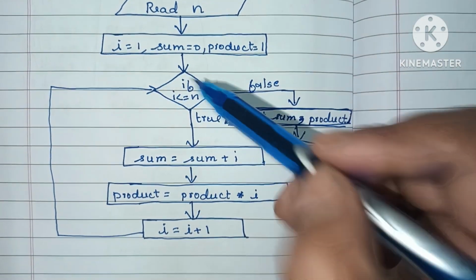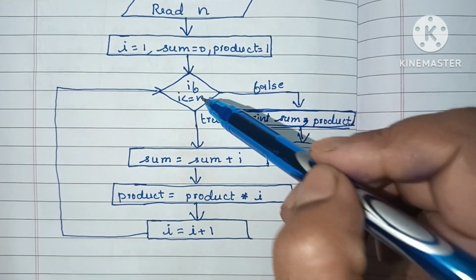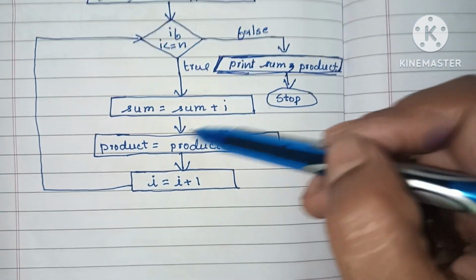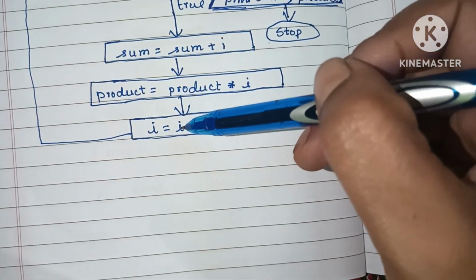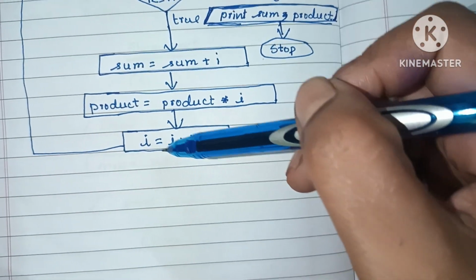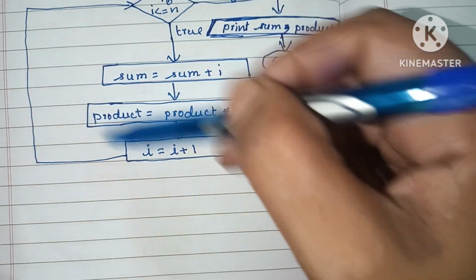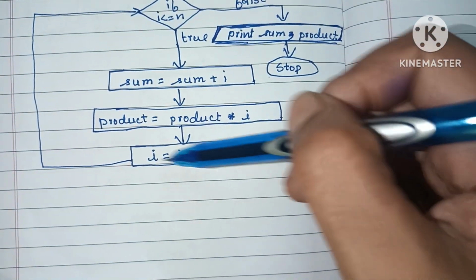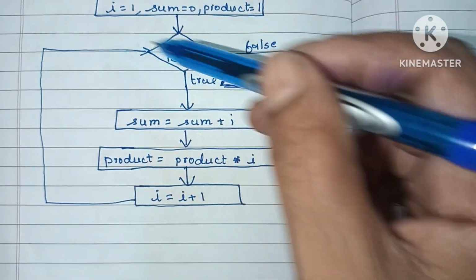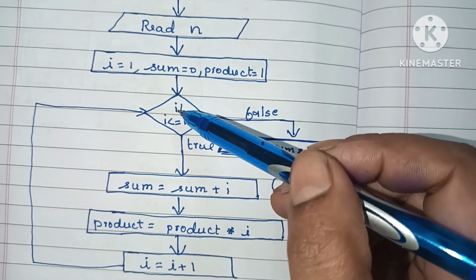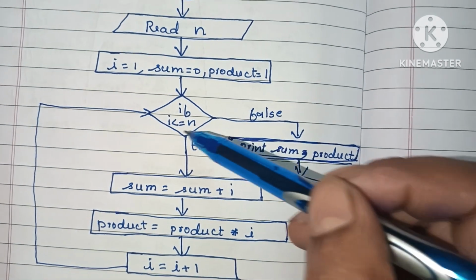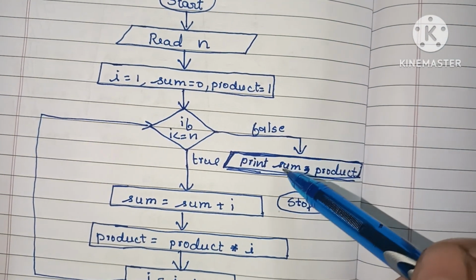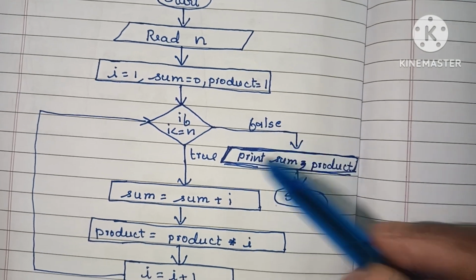Next we have to check if i value is less than or equal to n. If this condition is true, it will execute sum is equal to sum plus i, product is equal to product into i, and increase the i value by 1, that is i is equal to i plus 1. These calculations are written within a rectangular shape. After i is equal to i plus 1, we have to repeat this step again. Again it will check if i is less than or equal to n. If this condition is true, again it will repeat this process, else it goes to print sum comma product.